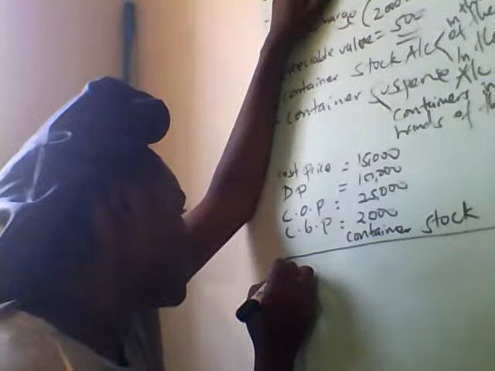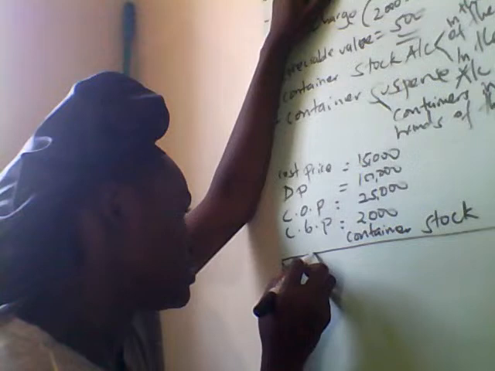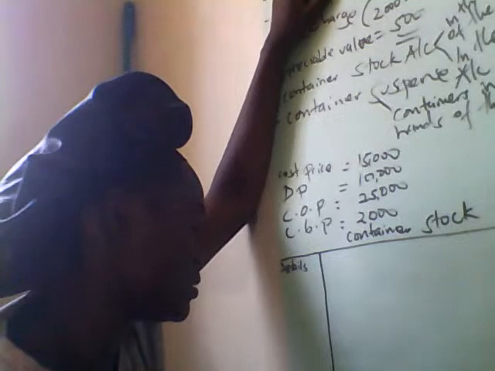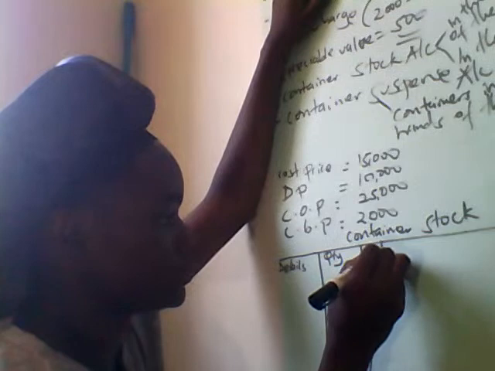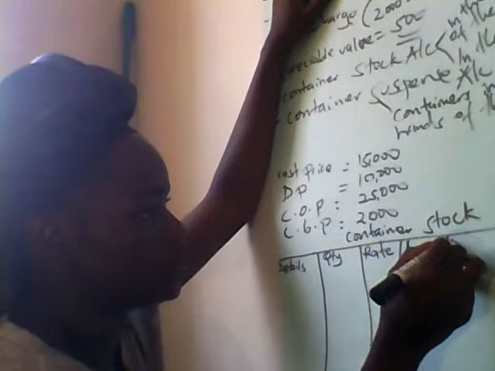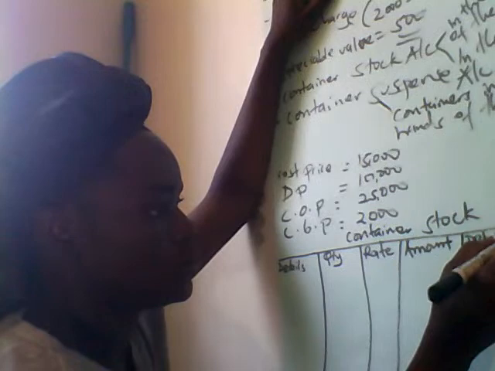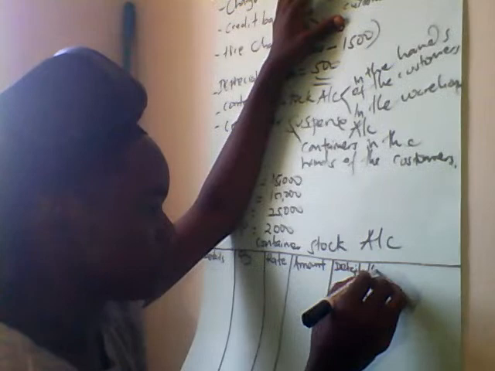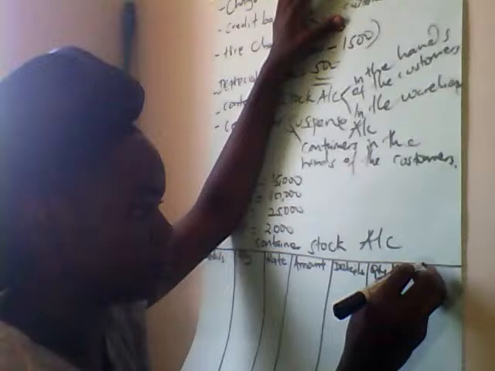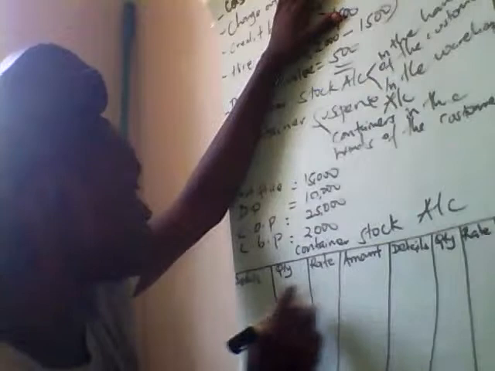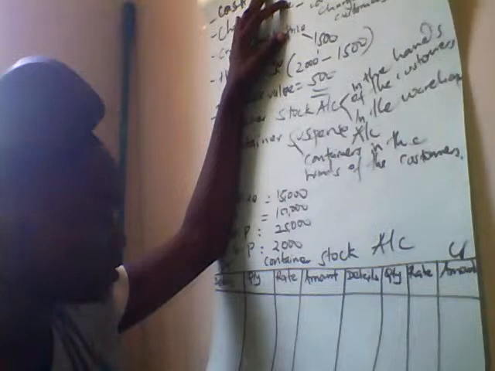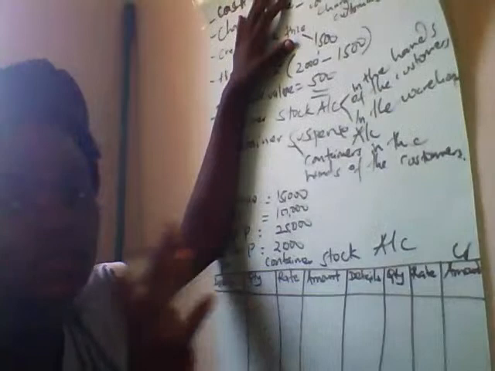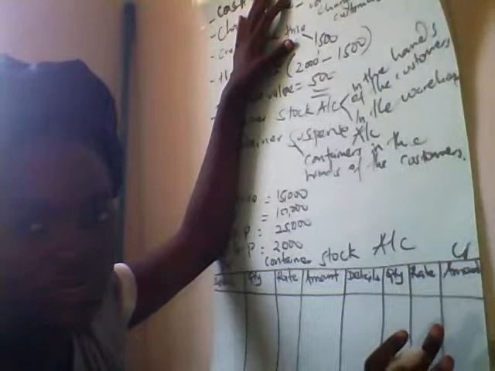We have details, quantity, rate, amount, then details, quantity, rate, amount. So debit and credit. So this is the formatting of the container stock account. It looks like this. Stock is an asset. It increases by debiting, reduces by crediting, and it has a normal debit balance.